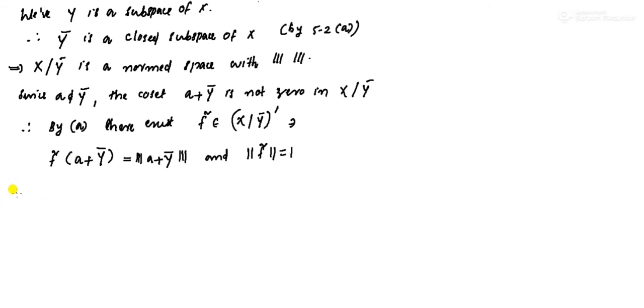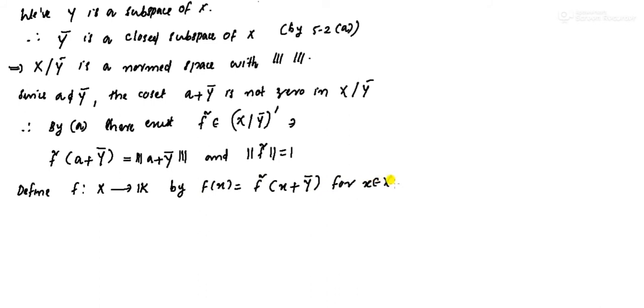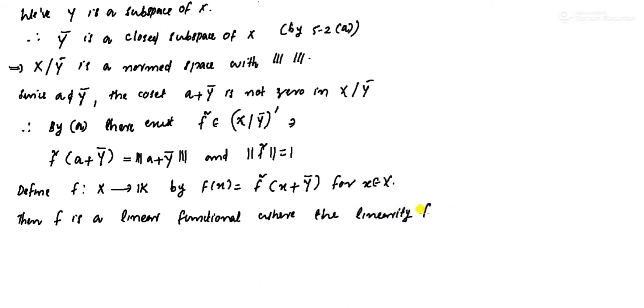Now define f from X to K by f of x equal to f tilde of x plus Y closure for x in X. Then f is a linear functional, where the linearity follows from that of f tilde, right?